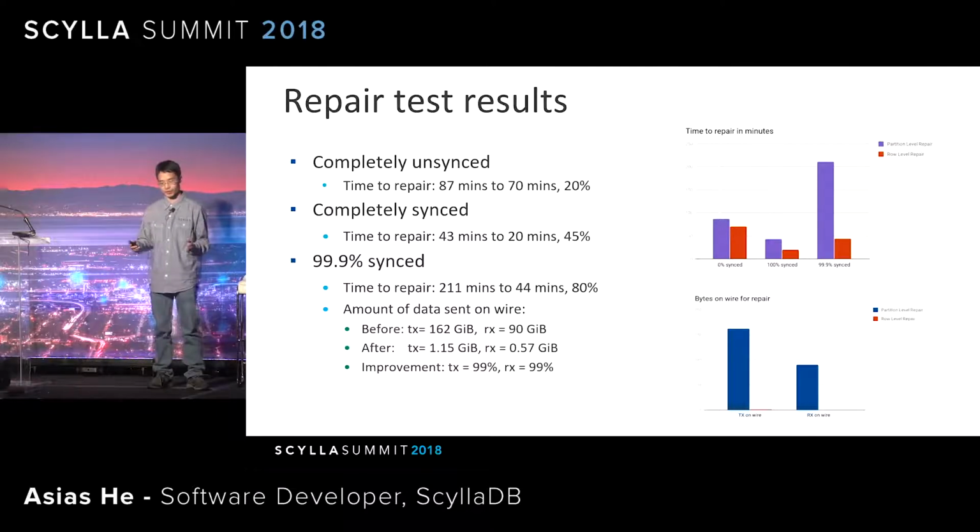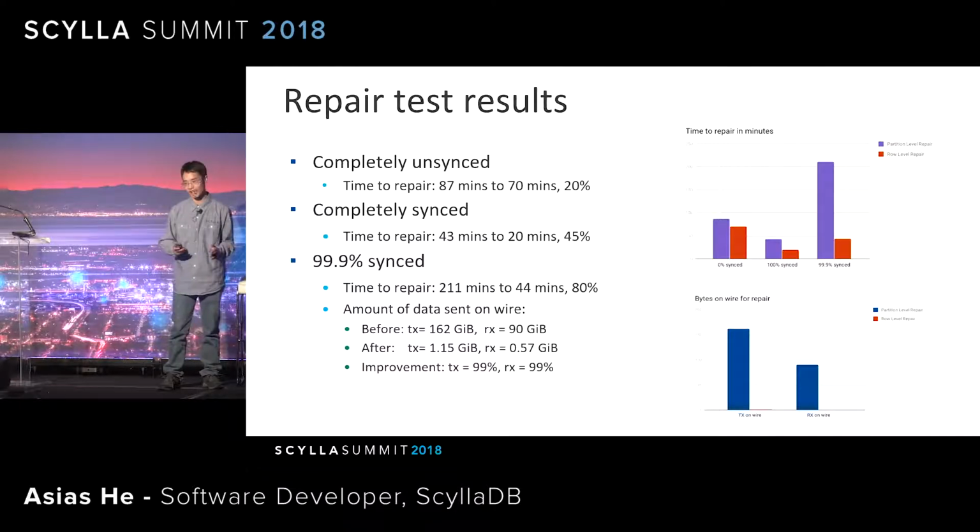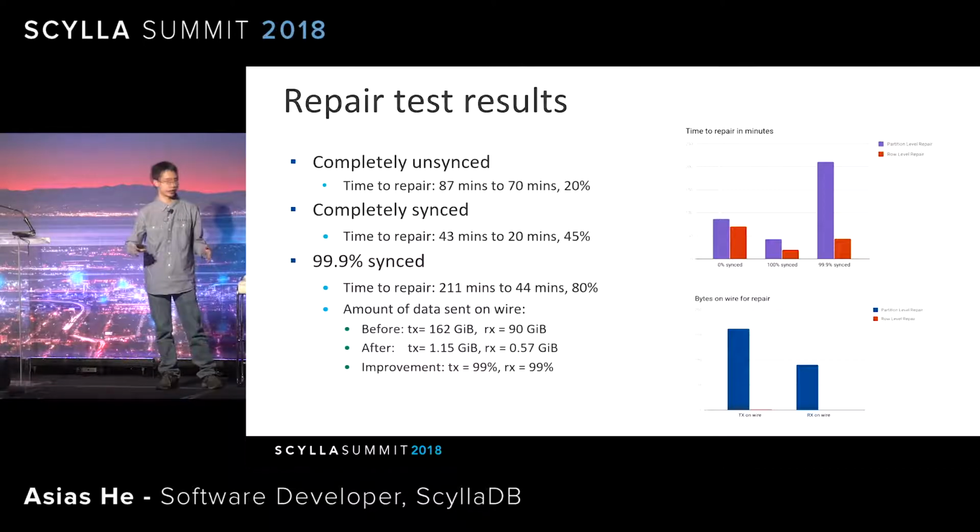One thing to note is the amount of data on the wire that we saved with row level repair. Before, in this case, it was about 100 gigabytes. And with the new repair, the data we send on the wire is around 1 gigabyte. So the difference is 100 times.